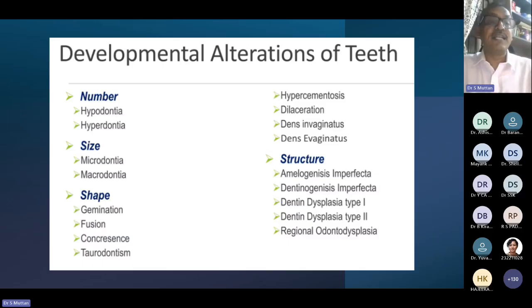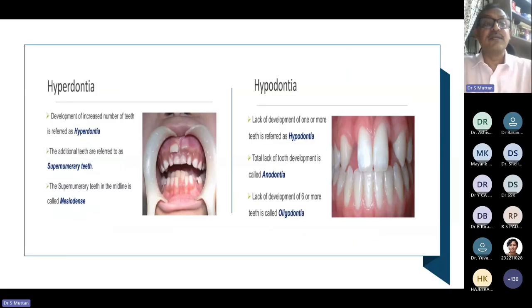See, you have to identify the number of teeth. Hypodontia in terms of number of teeth, size, can have microdontia or macrodontia. Based on shape, you have normal, abnormal. Based on structure, morphology, you have normal, abnormal. See, this is what is called hyperdontia. This is what is called hypodontia. See, when you see these things, don't you think you can write wonderful programs?